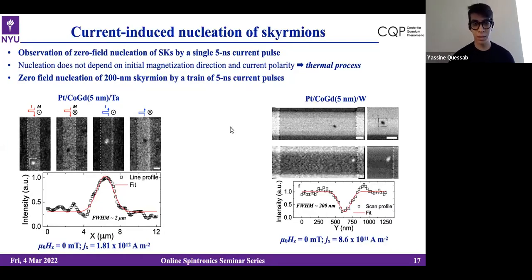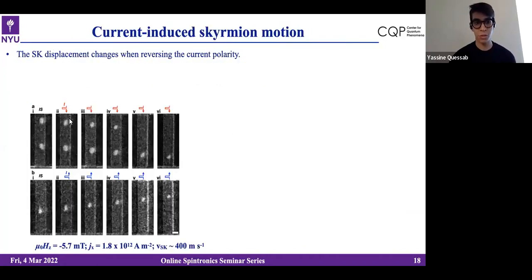After that, I studied the skyrmion motion in the polar MOKE microscope. First I nucleate skyrmions at 0 magnetic field, and then I apply a small negative out-of-plane field to stabilize the core of the skyrmion. These images are taken after sending a single current pulse. You can see here that after sending a positive current pulse, the skyrmion moved downward, and after sending a negative current pulse, the skyrmion moved upwards. And so the skyrmion displacement changes when reversing the current polarity.